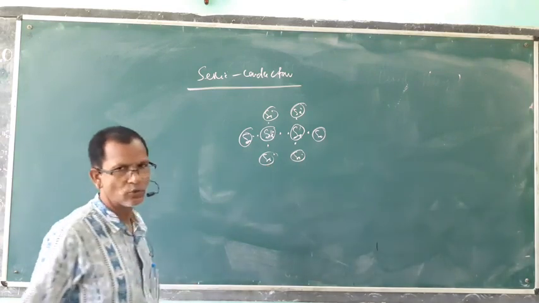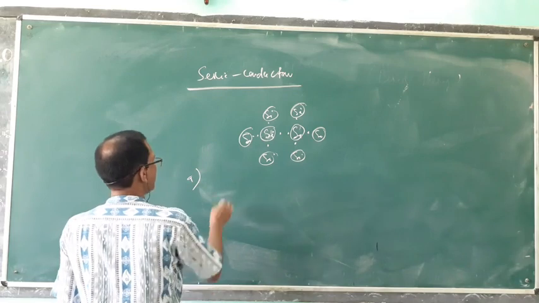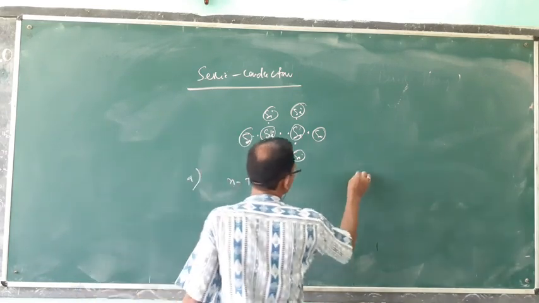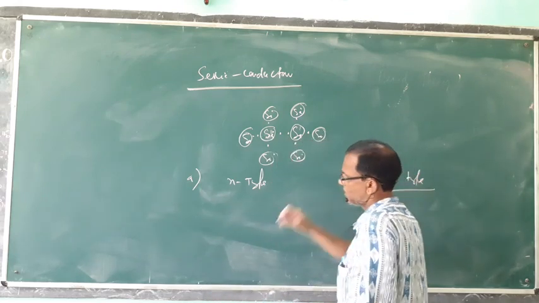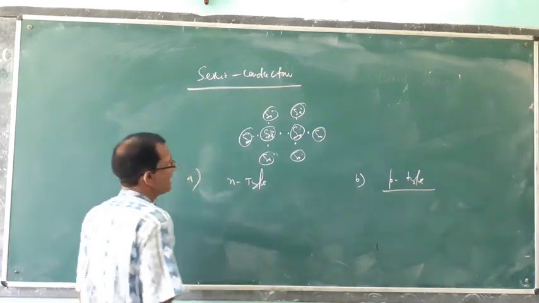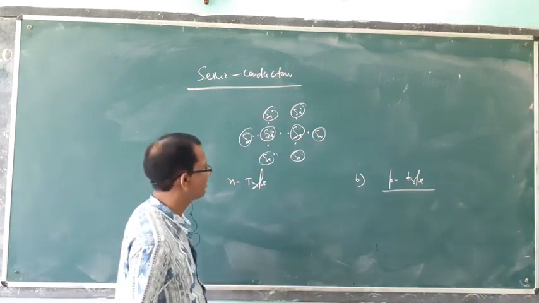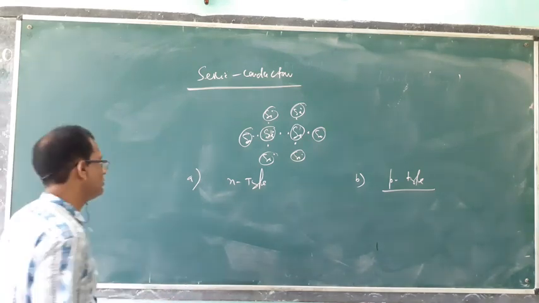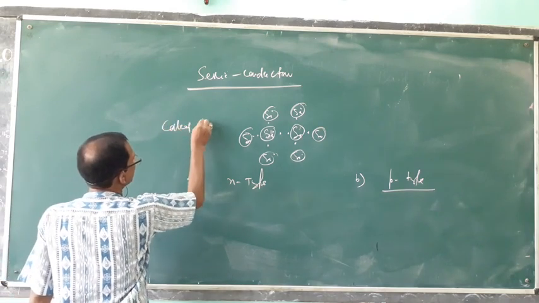Generally, semiconductors are of two types. One is N-type semiconductor, the second one is P-type. In an N-type semiconductor, what happens? How is it produced? A semiconductor is generally prepared from a perfect crystal by the doping method. The method is called doping.